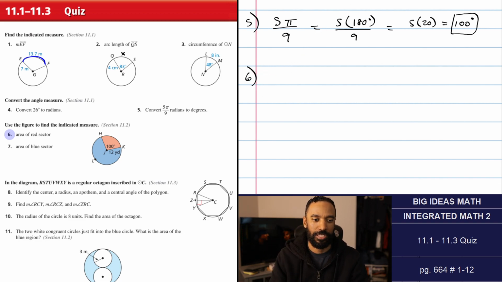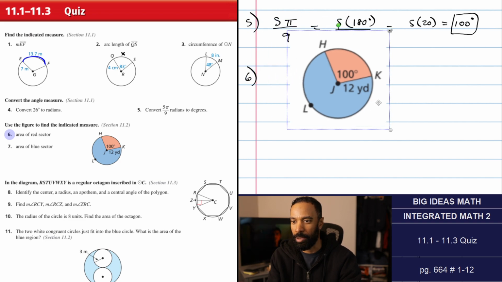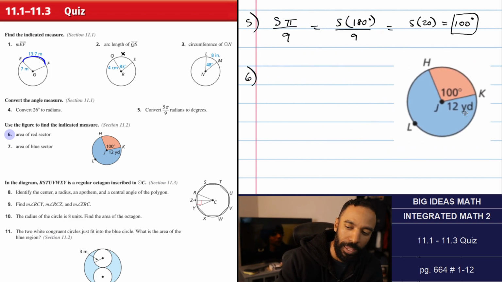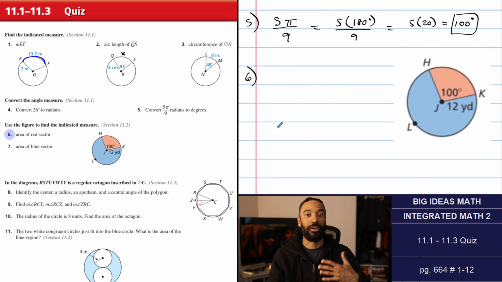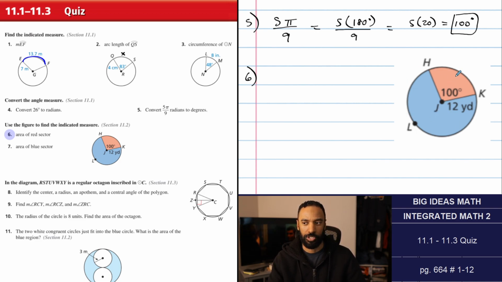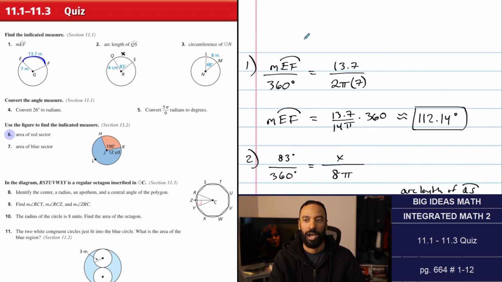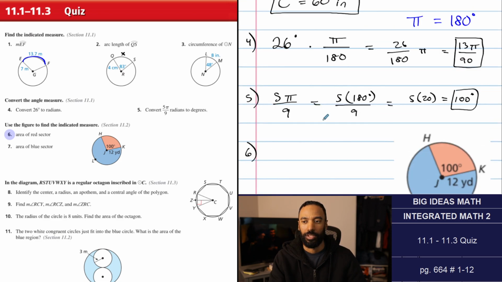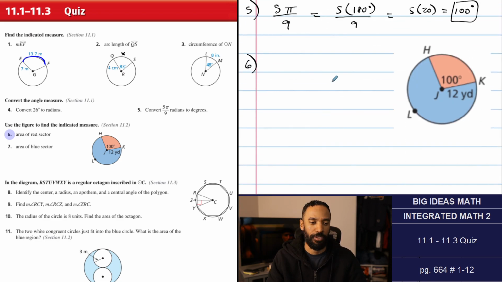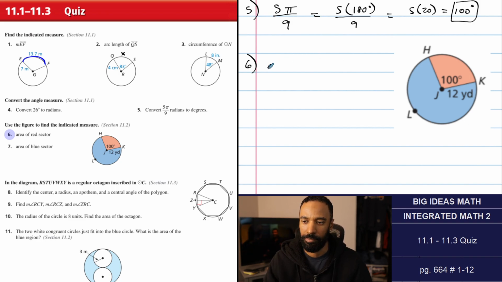So area of red sector. Let's copy paste this image because maybe it's too small for you, but either way I might want to manipulate this a little bit. The red and the blue are very related. Whatever's not red is blue for the area of the entire circle. And the area of a sector is a fraction of the area of the circle, the same way that an arc length is a fraction of the circumference of your circle. So we're going to do the same thing here for the area of the red sector.